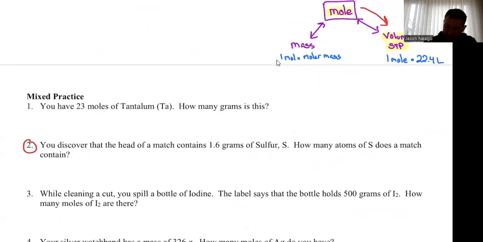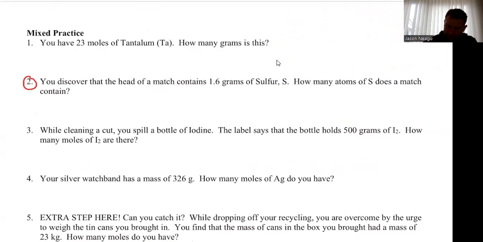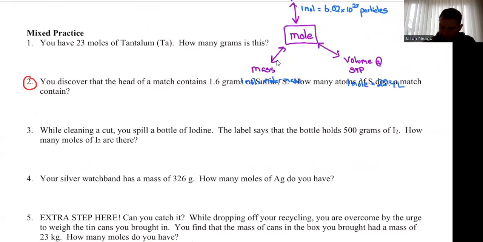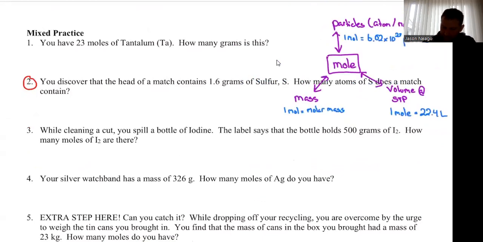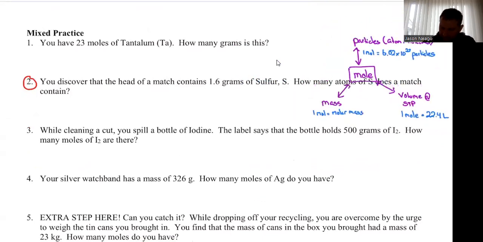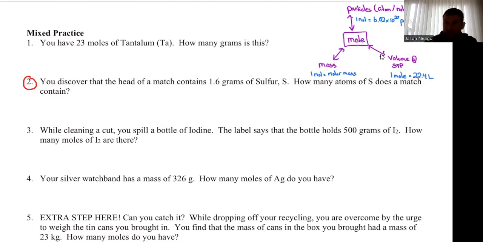So I'm going to copy and paste my mole map. We'll make it a little bit smaller. There we go, there's my mole map, a little bit smaller, and I'm going to move my face out of the way. Okay, so question number 2 says you discovered that the head of a match contains 1.6 grams of sulfur. How many atoms of sulfur does a match contain?